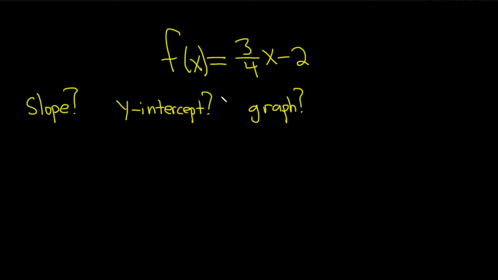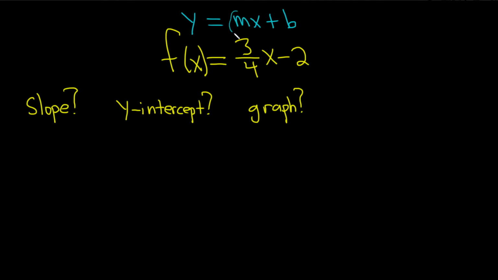In this problem, we're given a line, or a linear function, and we're asked for the slope, the y-intercept, and the graph. So the first step is to realize that f of x is the same thing as y. These are the same thing, and this is equal to mx plus b.